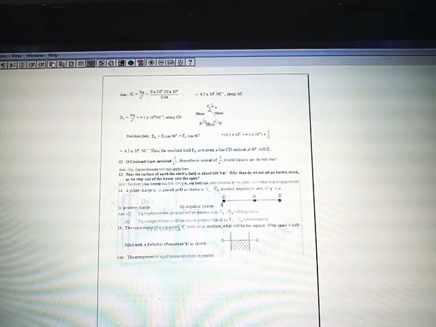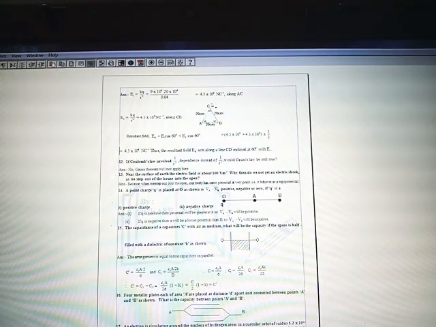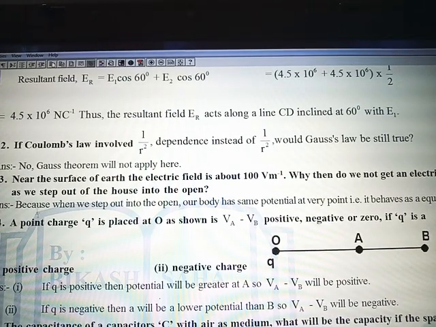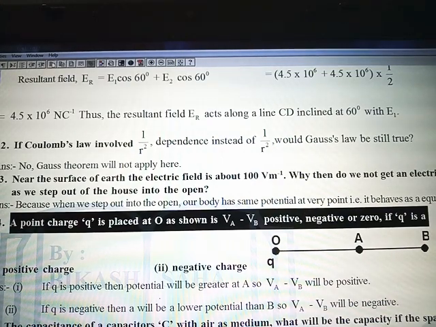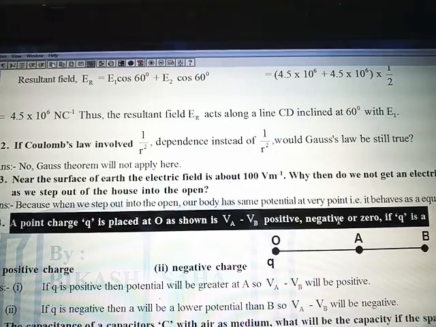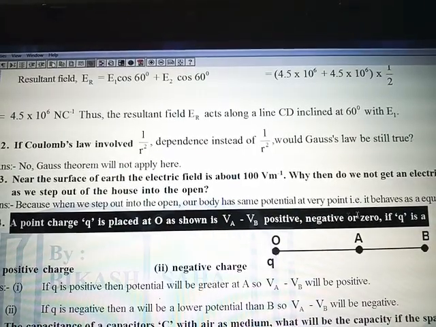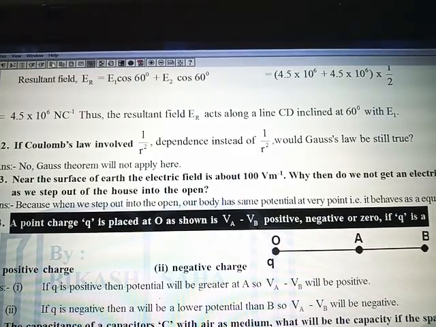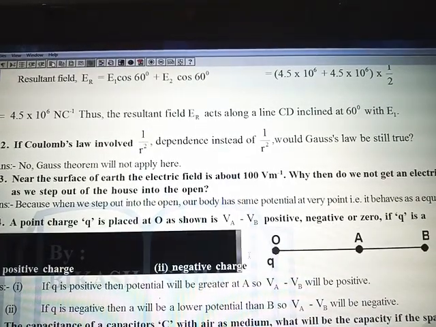Okay. Next question is, let me see here. A point charge Q is placed at O as shown in the figure, positive, negative. If Q is a positive charge or a negative charge. This is the diagram.